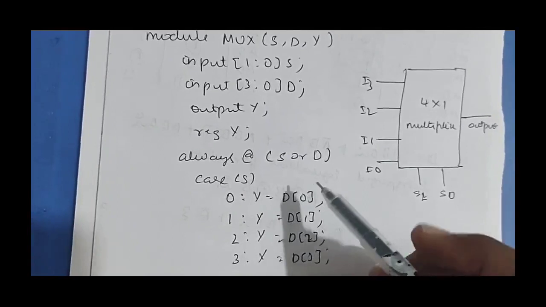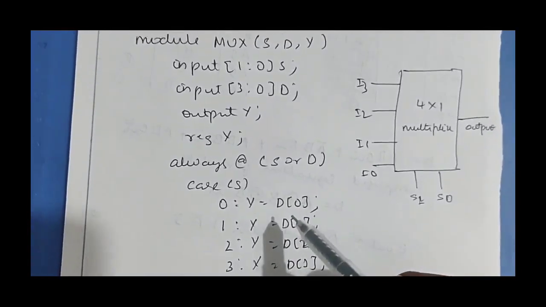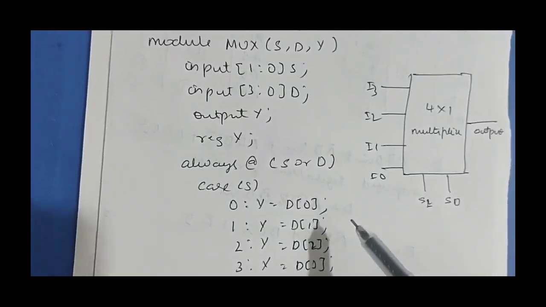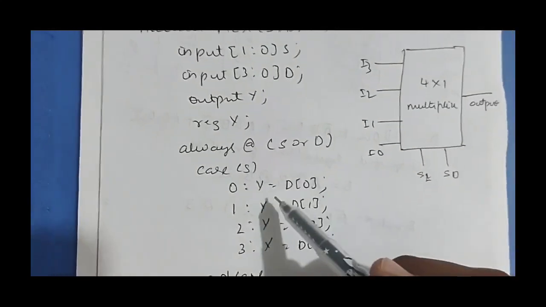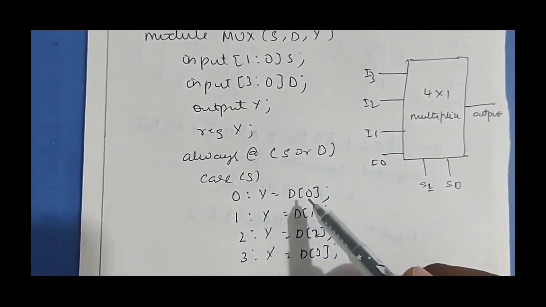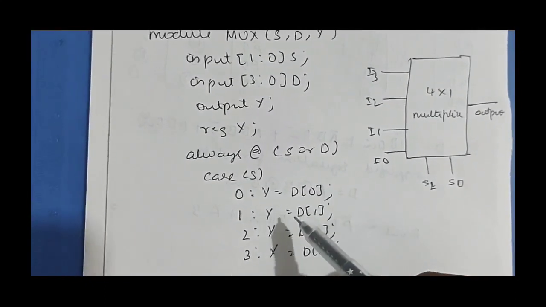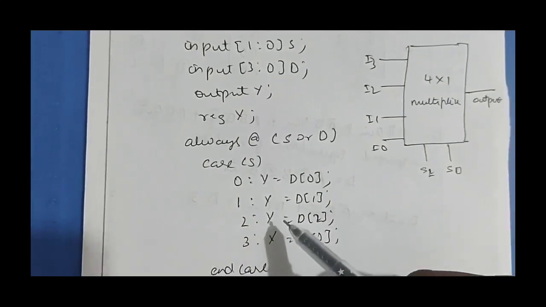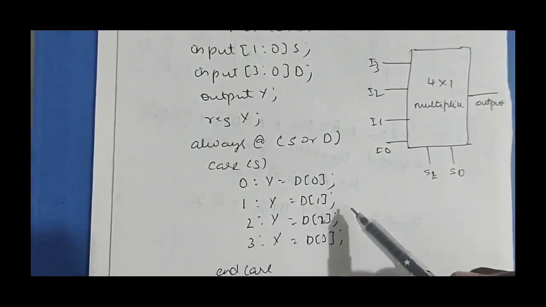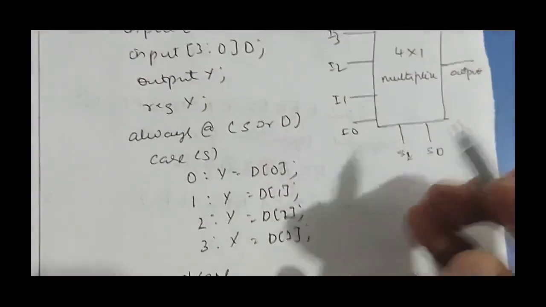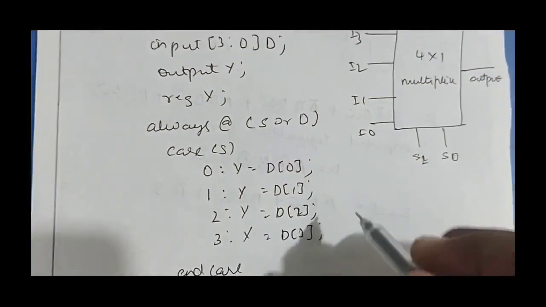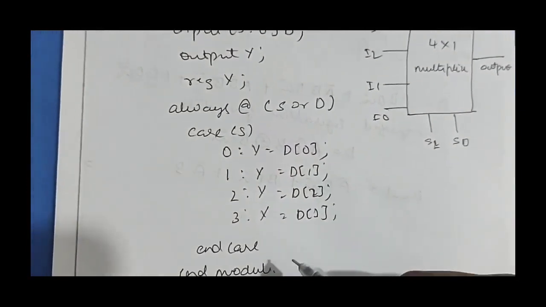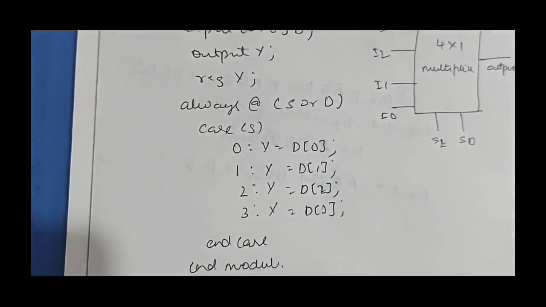The case statement is based on the selection of the input values. If s equals 0, then y equals d[0]. If s equals 1, then y equals d[1]. If s equals 2, then y equals d[2]. If s equals 3, then y equals d[3]. And here end case, and end module.